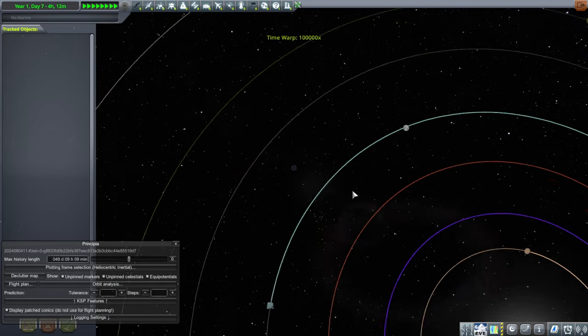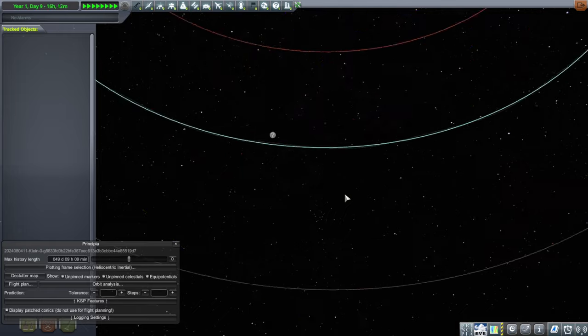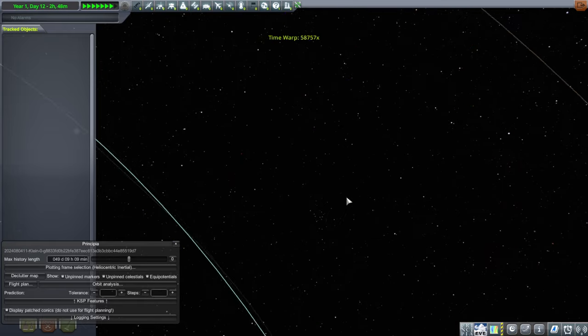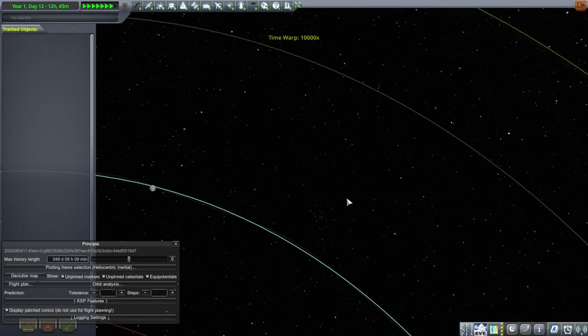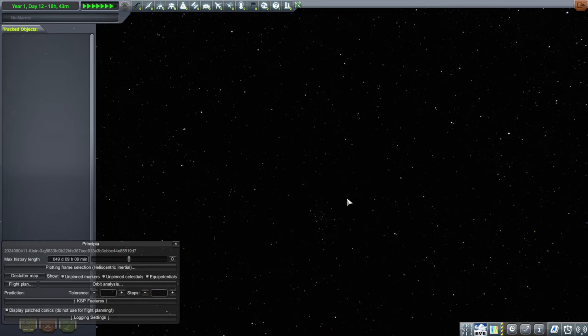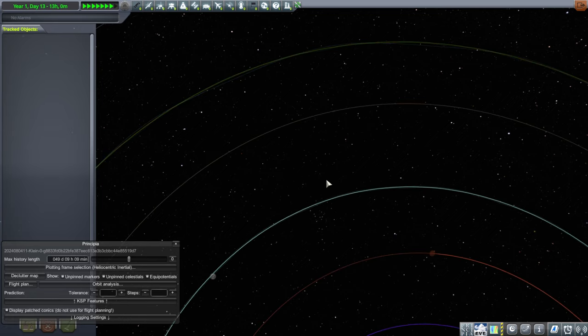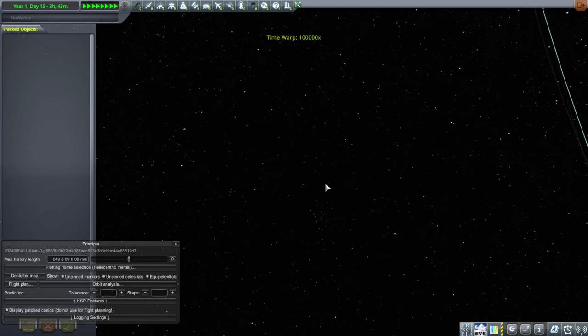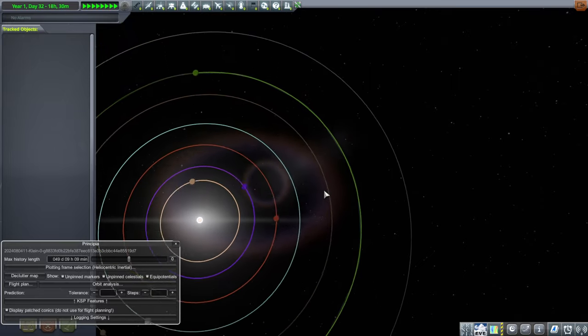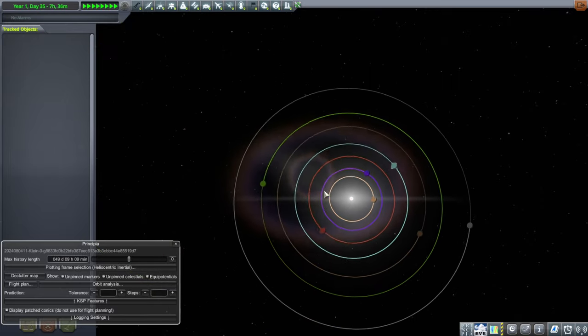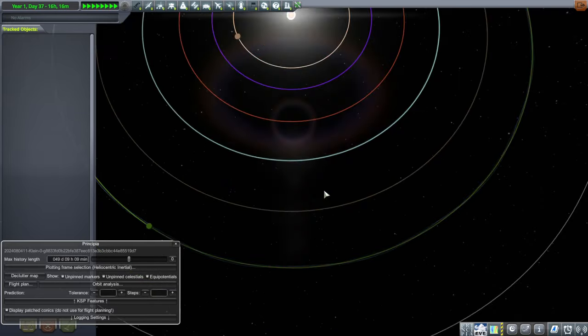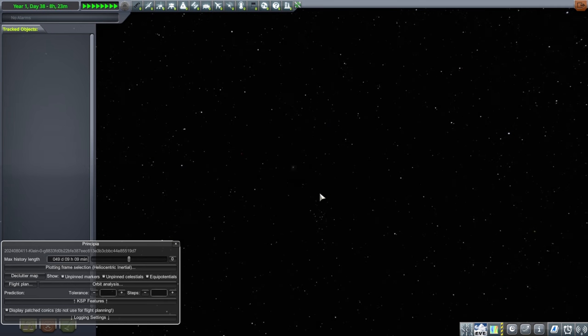Minmus is way far out. Minmus is now just... I don't know, it's disappeared. I was focused on it. Oh, well, it's still there. Principia doesn't like to show things sometimes. So it's still there. Well, it's in between the orbits of Kerbin and Drez. And it's hanging out there.